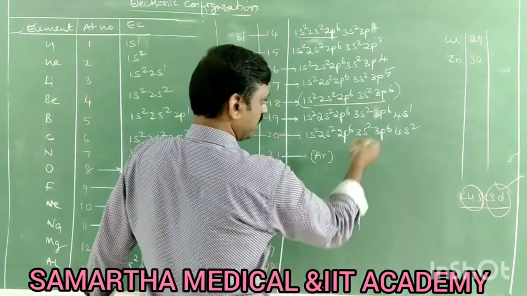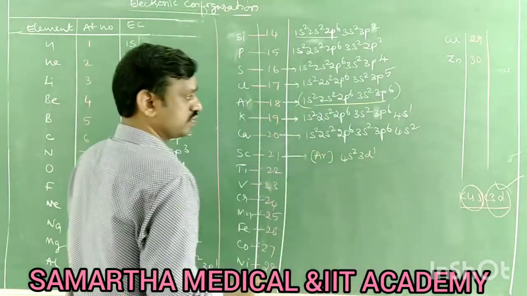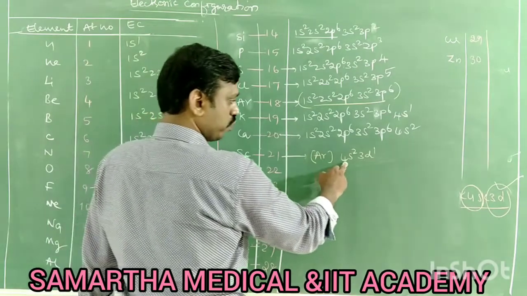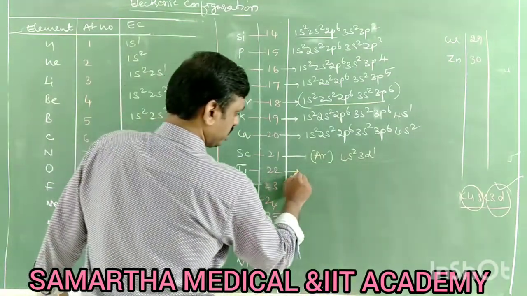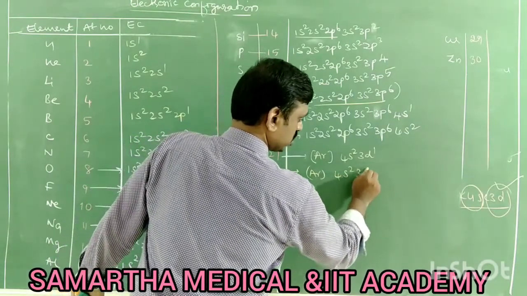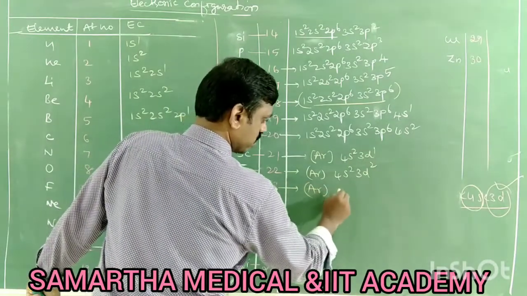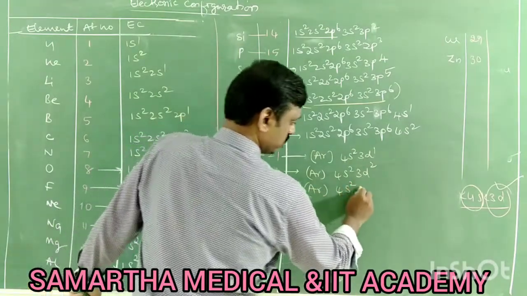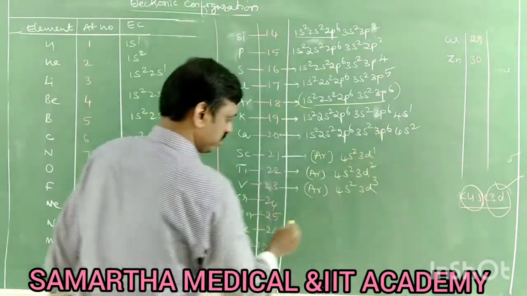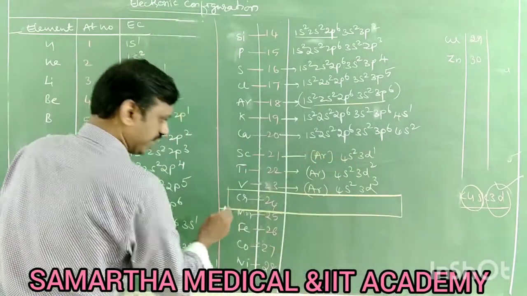Argon, come on. Next is 4s2, 3d1. Therefore, scandium's electronic configuration is argon, 4s2, 3d1. Next, titanium: argon, 4s2, 3d2. Next, vanadium. You just write argon, 4s2 as it is, and the electron enters into the 3d orbital. So therefore 3d3. But chromium has a different electronic configuration.